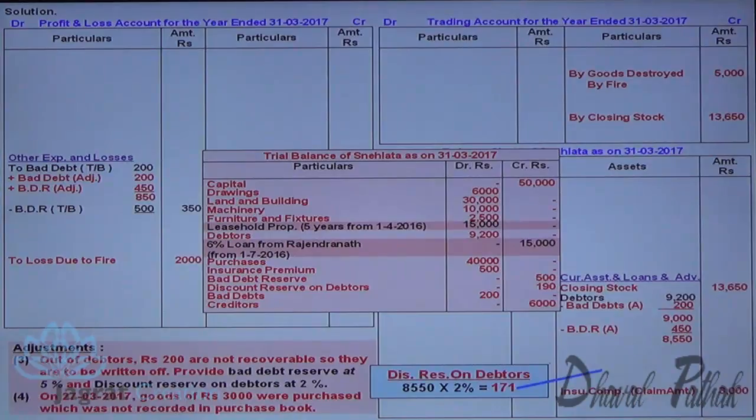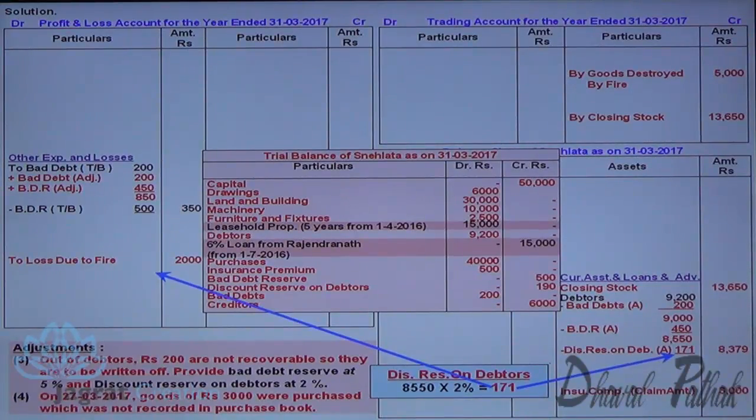Now, discount reserve is to be maintained at the rate of 2%. So, 8,550 minus discount reserve on debtors. This is a discount that we are going to allow while collecting from the debtors. They are existing at the end of the year, but they are going to be collected next year. And when next year the amount will be collected, it is probable that we will allow them a discount of 171. So to that extent, the amount recoverable from debtors is deducted.